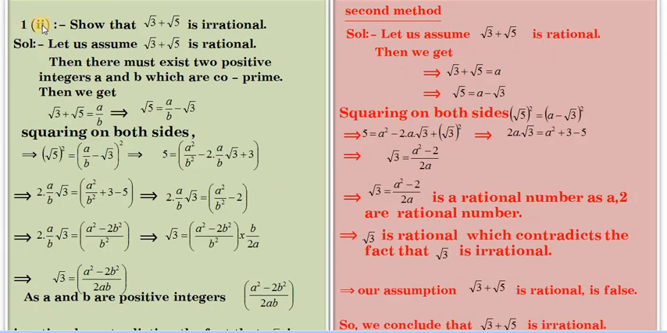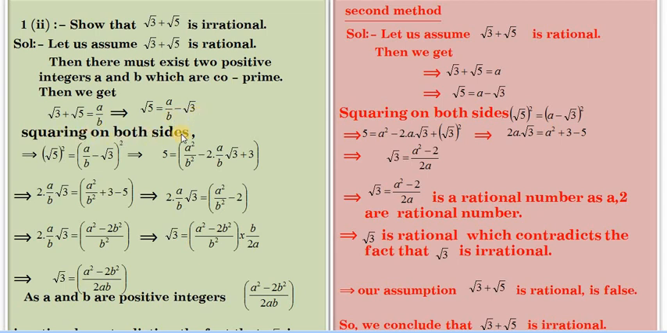Now let us take the second bit. Show that root 3 plus root 5 is irrational. Now, as usual, write the first statement. Let us assume that root 3 plus root 5 is rational. Then there exist two positive integers a and b which are co-prime. Then we get root 3 plus root 5 is equal to a by b. Now among these two, you take one value towards the right side. I am taking root 3 towards the right side. Then what happens? Root 5 is equal to a by b minus root 3.